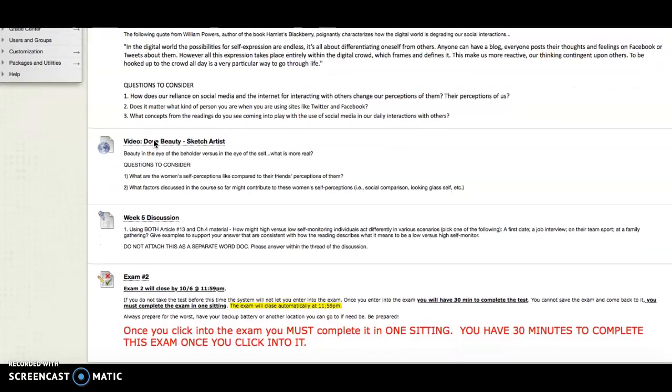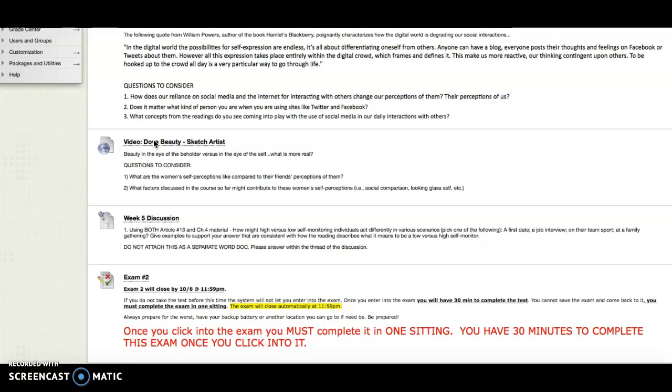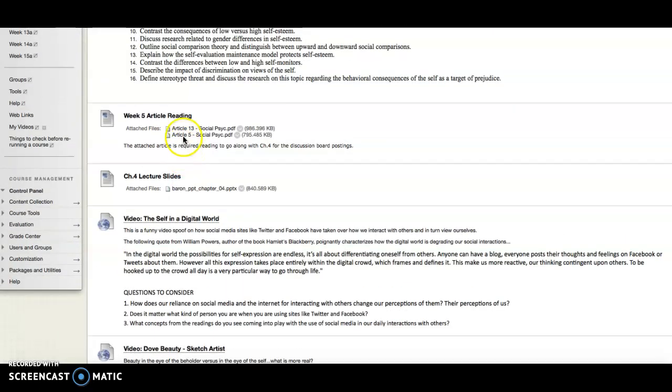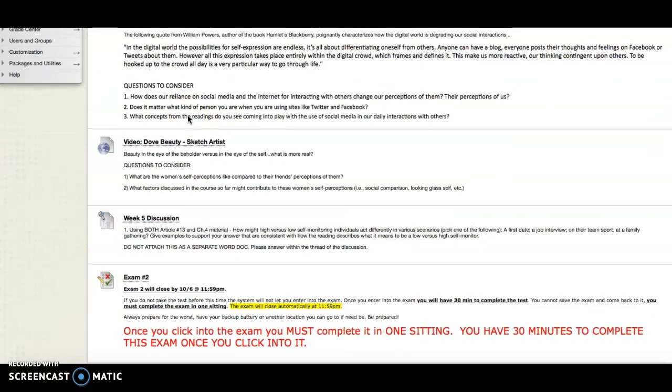As we get into the discussion this week, you'll be looking at Article 13. I think up here I have the old article from last week, so I'll get rid of that. But we're focusing on Article 13 and Chapter 4.